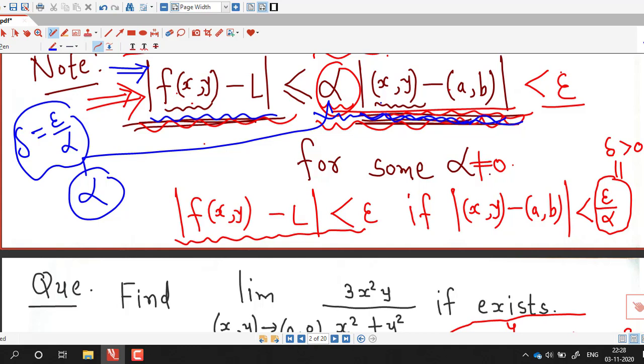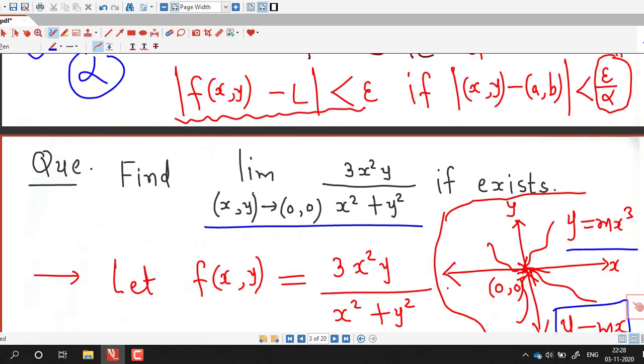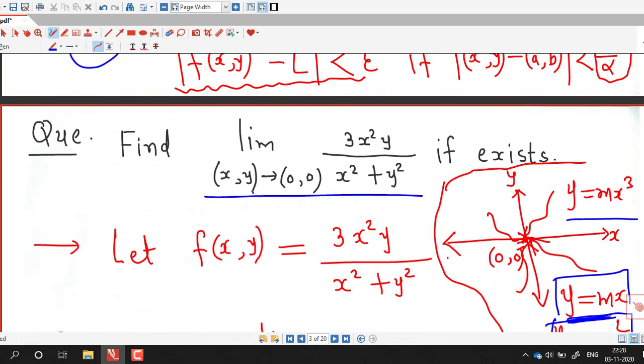So this is all about today's lecture. In the next lecture we will discuss some more examples on how to show that the limit exists by the definition of limit.